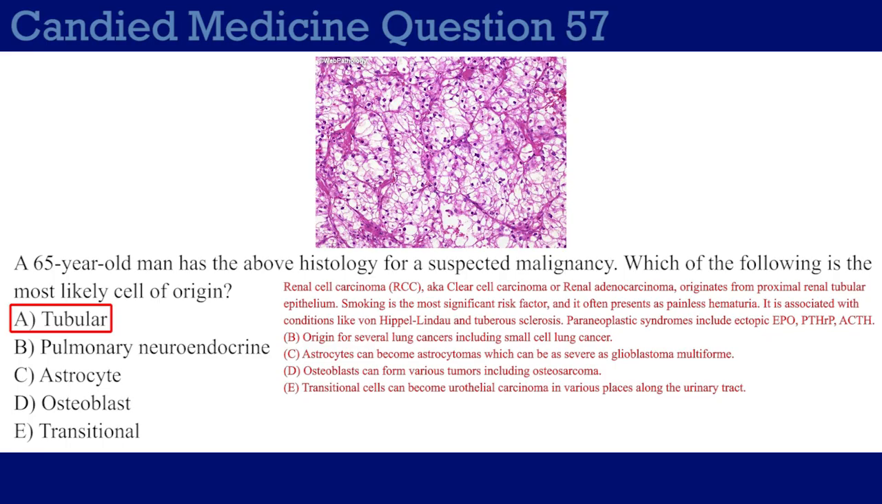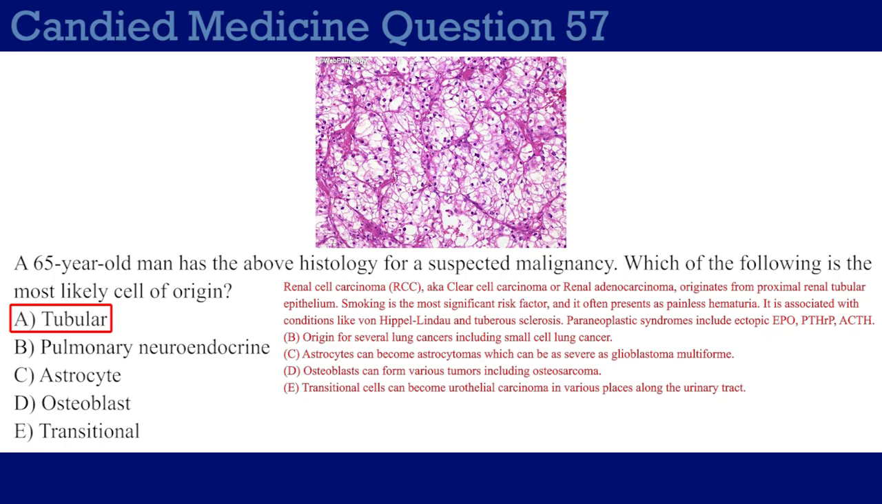RCC can also have paraneoplastic syndromes involving ACTH and prolactin, I believe, but I don't think they've ever really tested on those. They like to focus on either EPO or PTH-RP. Those are the favorites for paraneoplastic syndromes. So looking real quick at these other answer choices, choice B, pulmonary neuroendocrine. This is an origin for several different lung cancers, including small cell lung cancer.